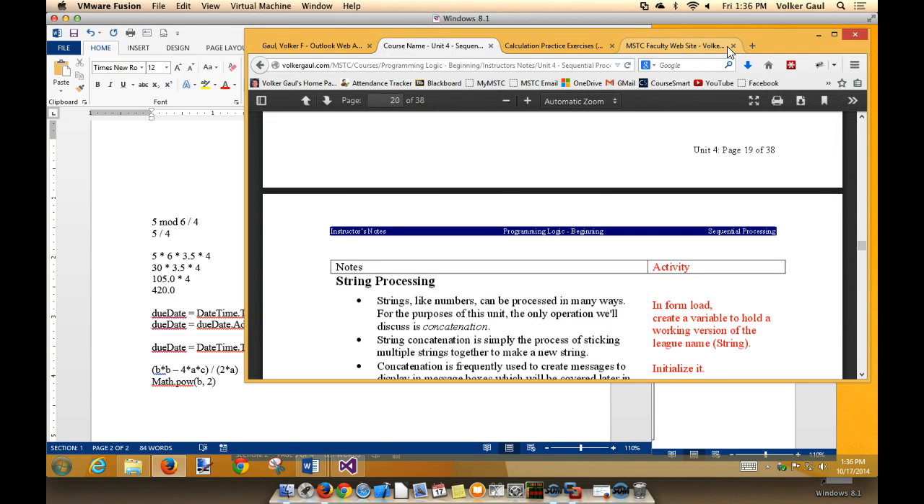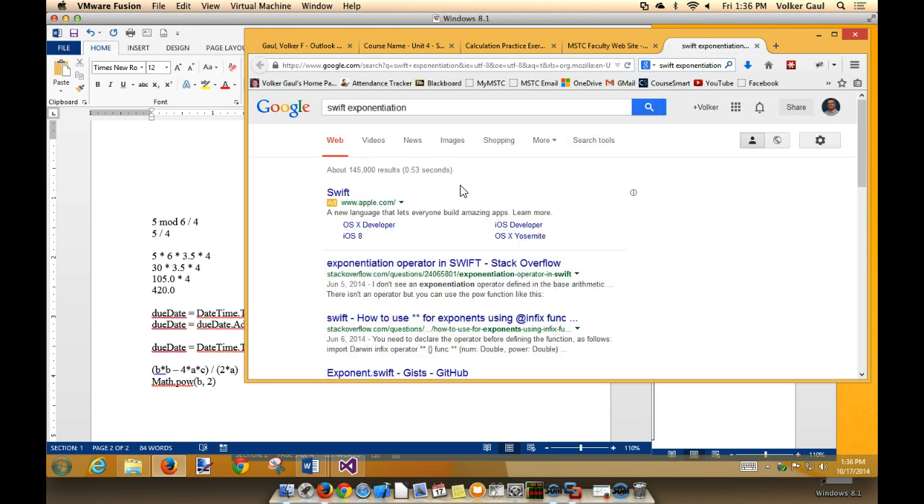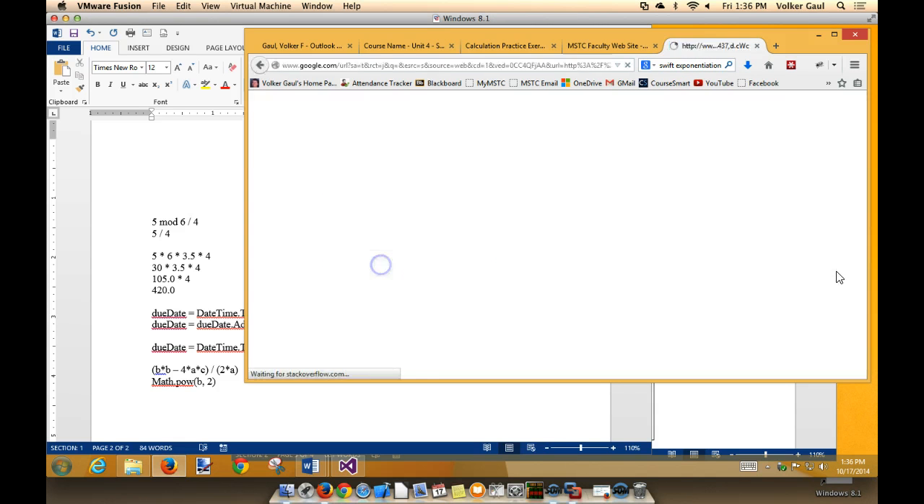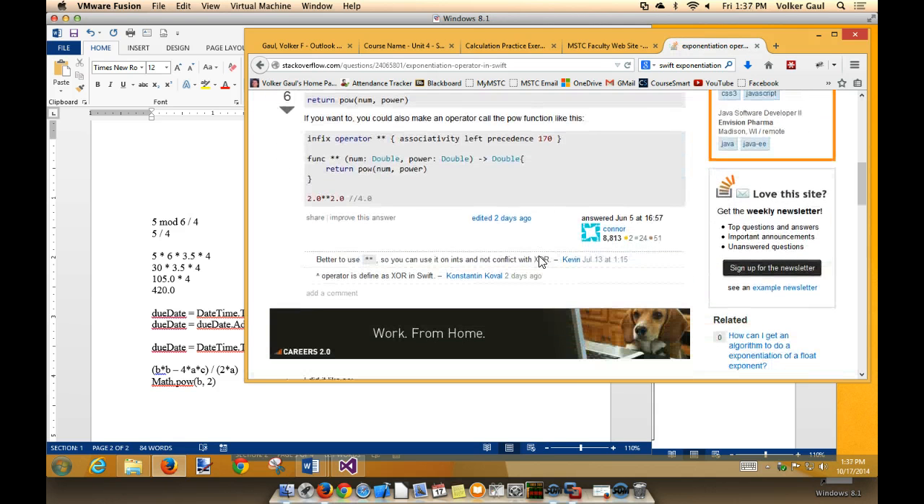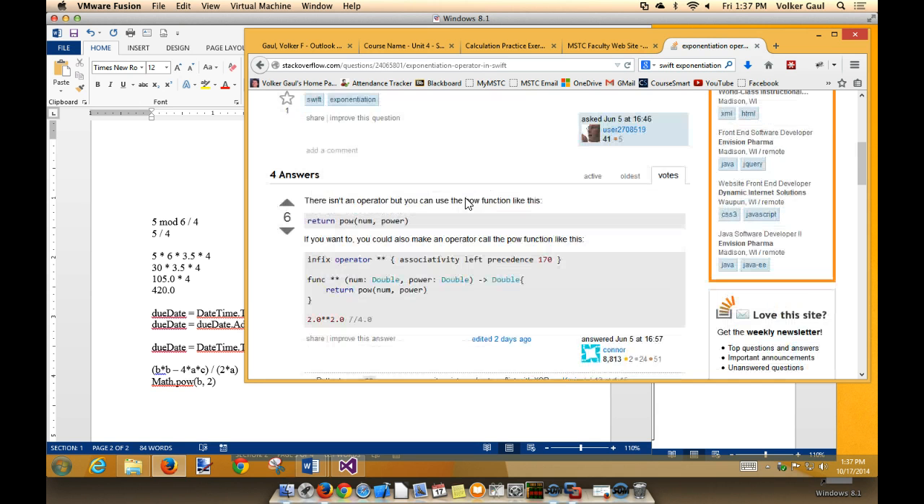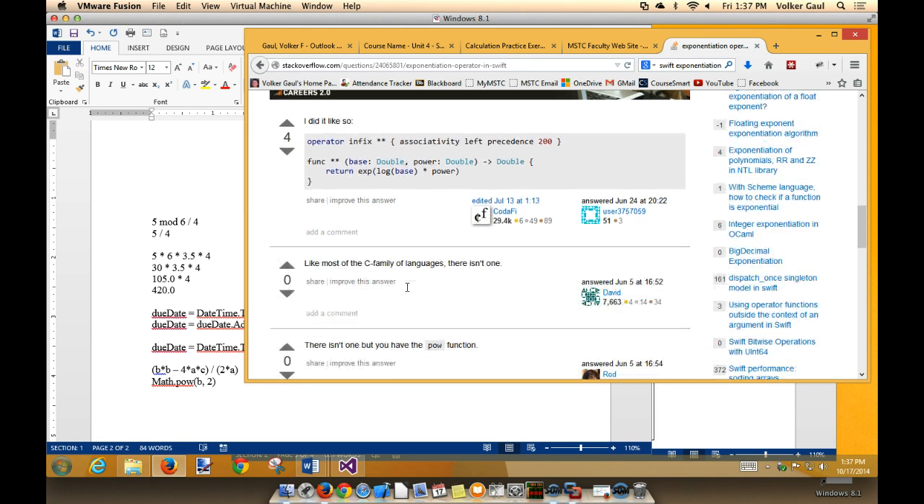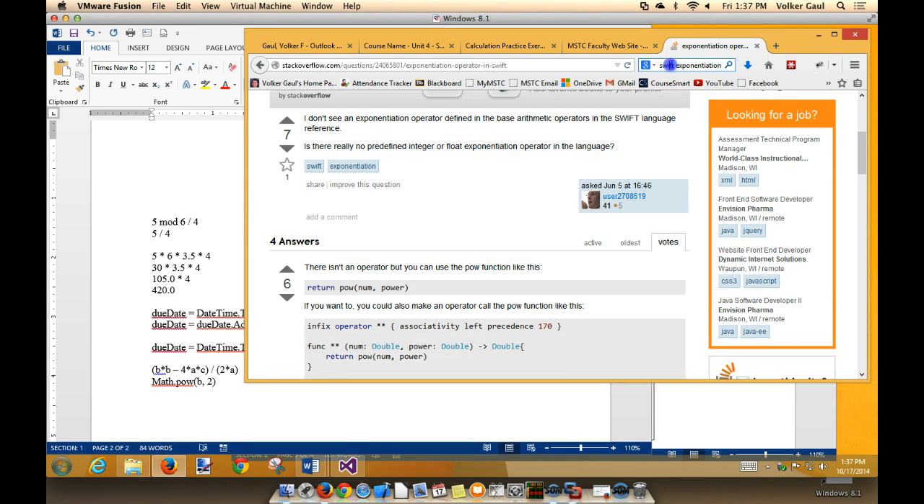So let me just try that once as a demo. Swift exponentiation. Swift exponentiation operator in Swift. Says there isn't one. There isn't an operator, but you can use the POW function, which isn't built in either. You got to write your own. Oh man, you got to be kidding me. I would have sworn there was exponentiation in there. Maybe I'm thinking of JavaScript.